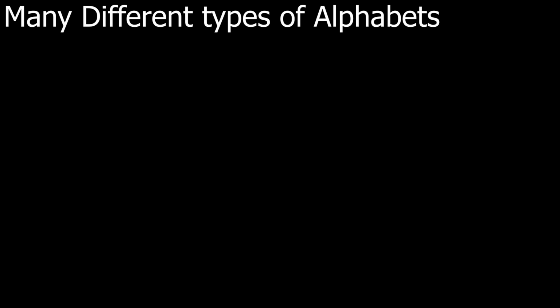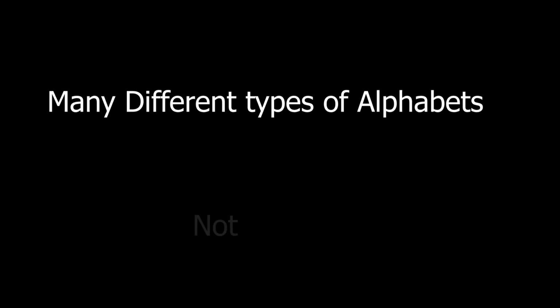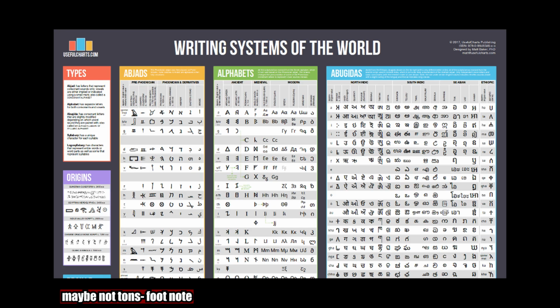There's many different types of alphabets, and there's not just one writing style that exists. And that's not just the alphabet, there's a couple tons. Just different cultures, different everything.